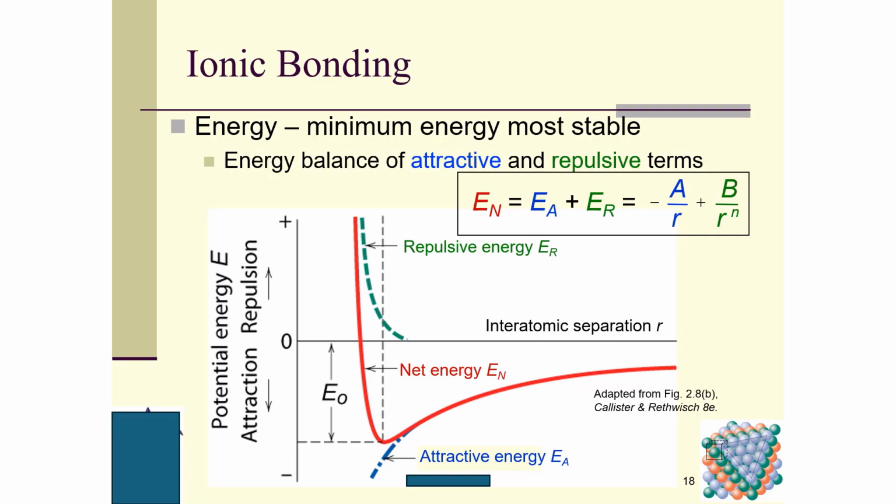And then we continue with ionic bonding energy. So minimum energy means most stable. The energy balance is between attractive and repulsive terms. So here, look at this picture.